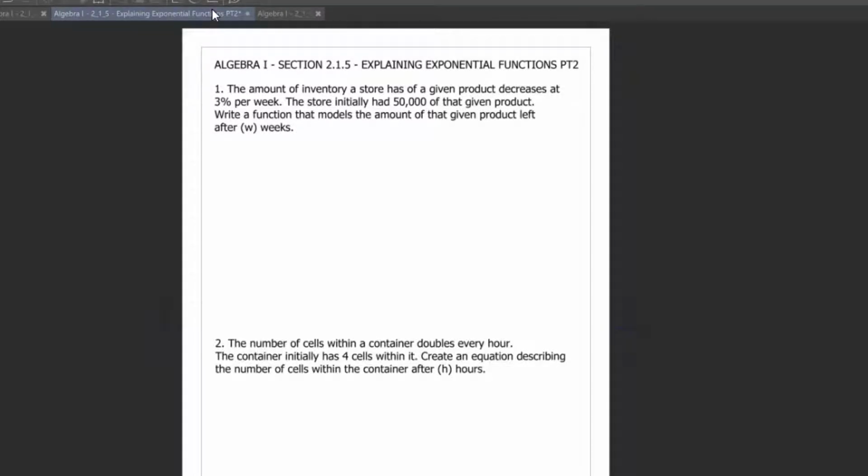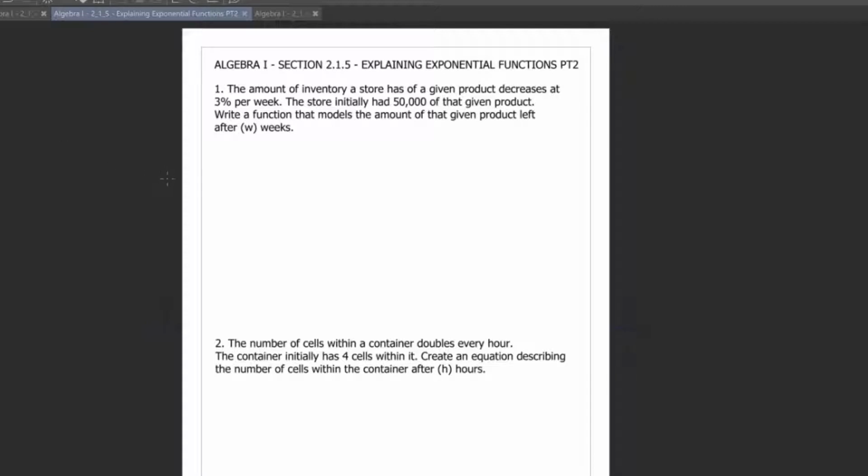Today we're going to be going over Algebra 1, Section 2.1.5, explaining exponential functions, the second part of that, which let's go ahead and dive right into, okay?